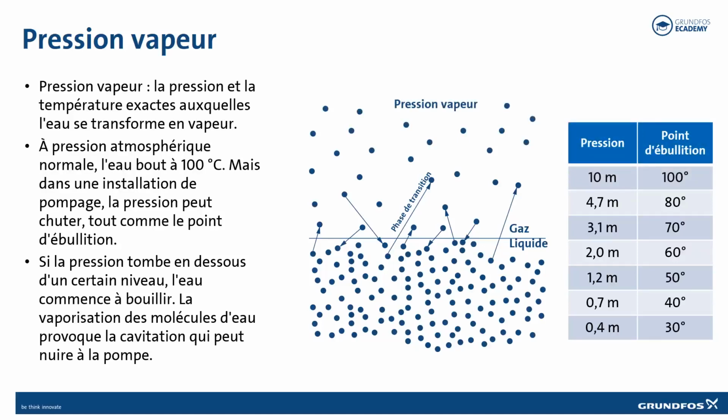It describes the exact pressure and temperature at which water turns from water into vapor. At normal atmospheric pressure, water boils at 100 degrees Celsius, but if the pressure in the pumping system drops below a certain level, the water will start to boil. As soon as the pressure increases again, the vapor turns back into water. This is called cavitation, and that is very damaging for the pump.